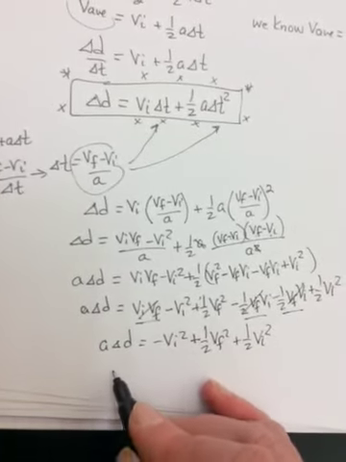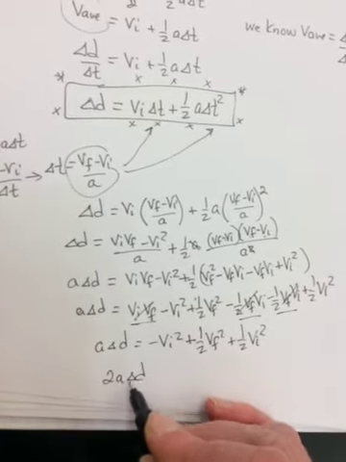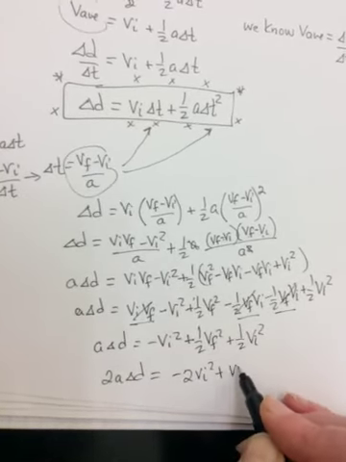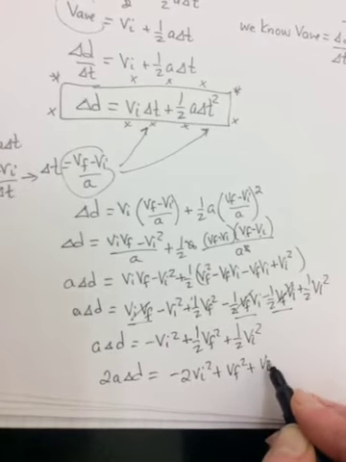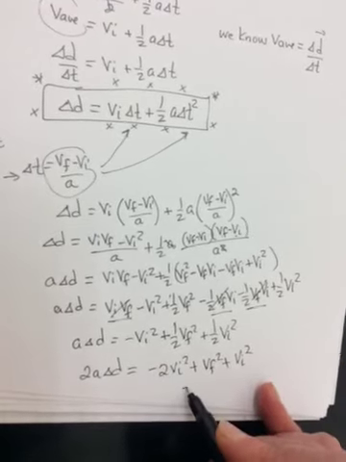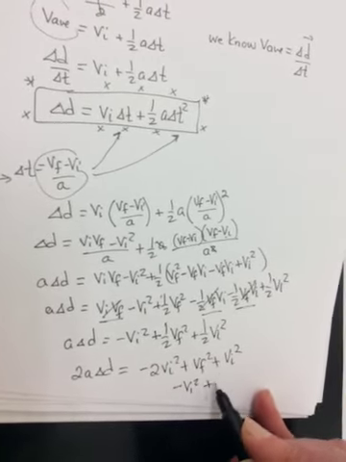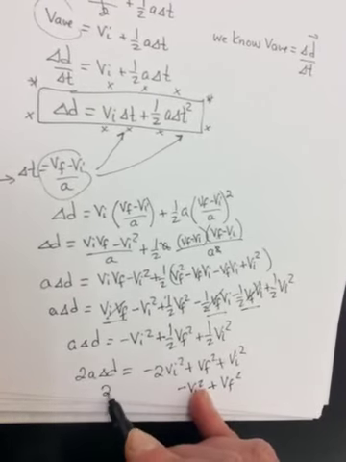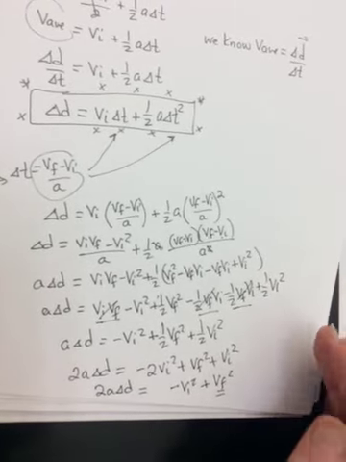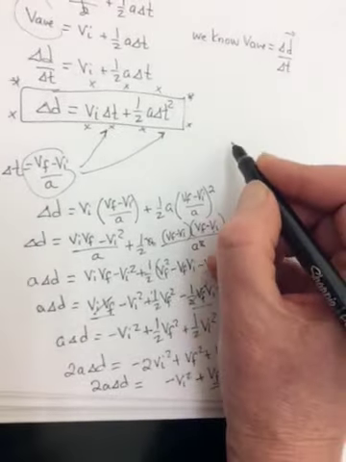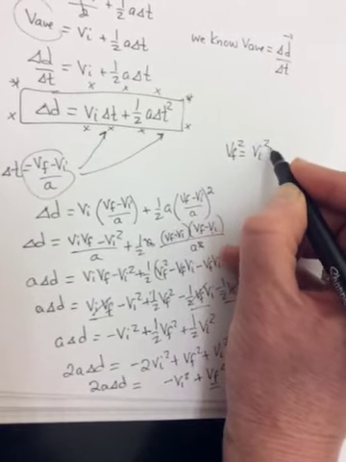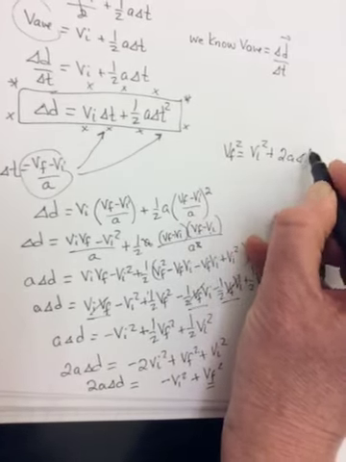Okay, if I multiply everything by 2, it'll be 2a delta d equals negative 2vi squared plus vf squared plus vi squared. I think that should be easier for you to see. Negative 2vi squared plus vi squared will be negative vi squared, plus vf squared, and that's equal to 2a delta d. We said we wanted to solve for vf, so now we need to take the vi over. So moving up here, it becomes vf squared is equal to vi squared plus 2a delta d.